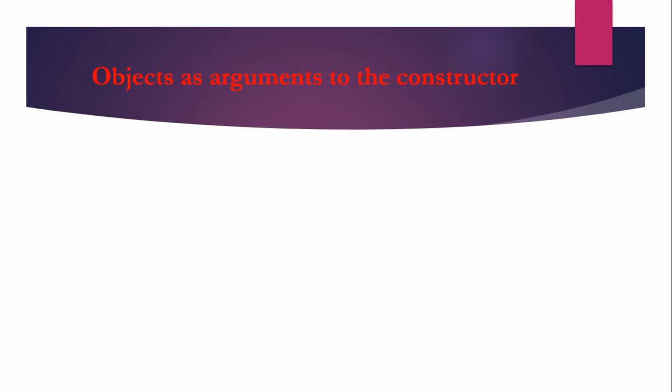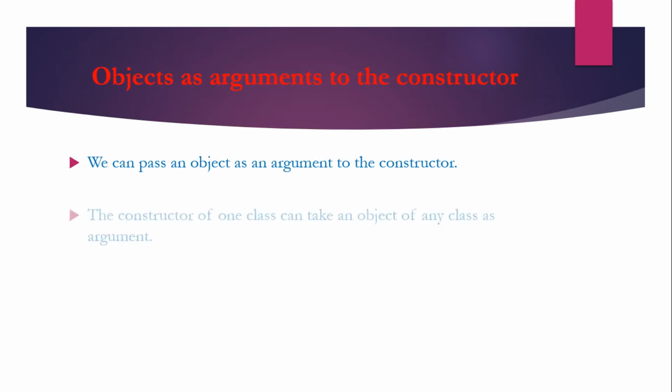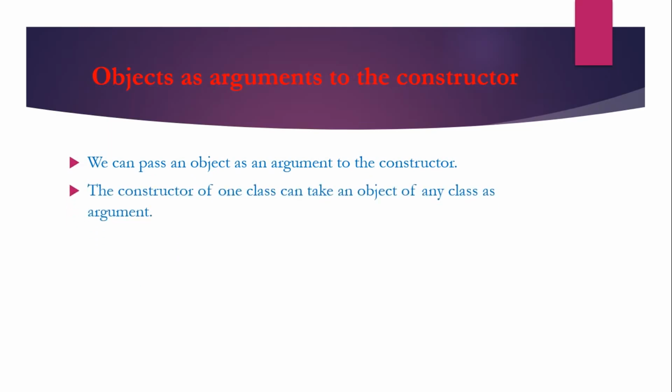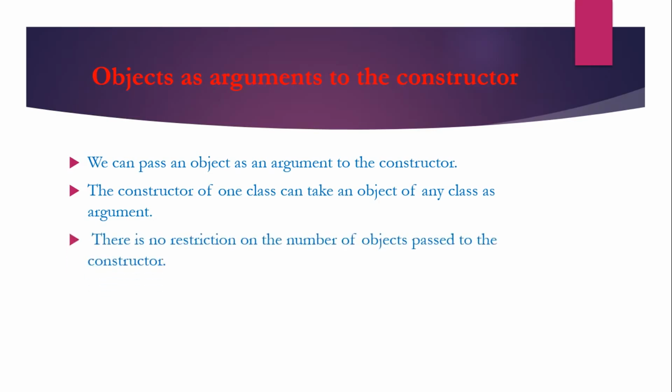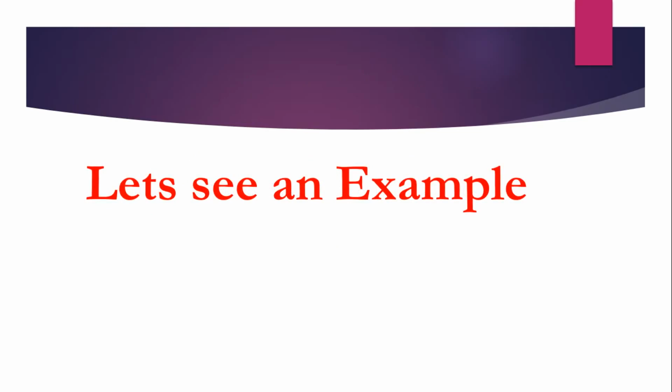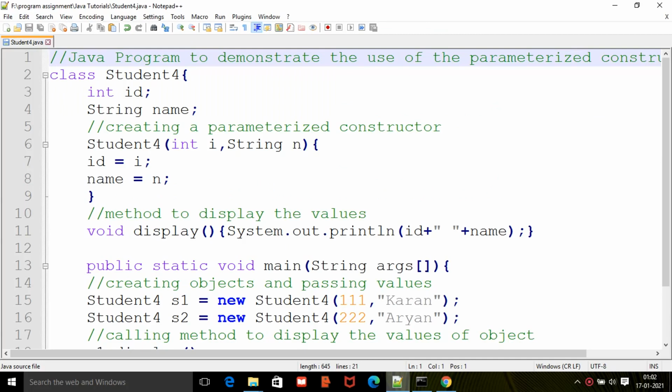Here is an object as an argument to the constructor. We can pass an object as an argument to the constructor. The constructor of one class can take an object of any class as an argument. There is no restriction on the number of objects passed to the constructor. Let's see an example of how we can use the parameterized constructor.